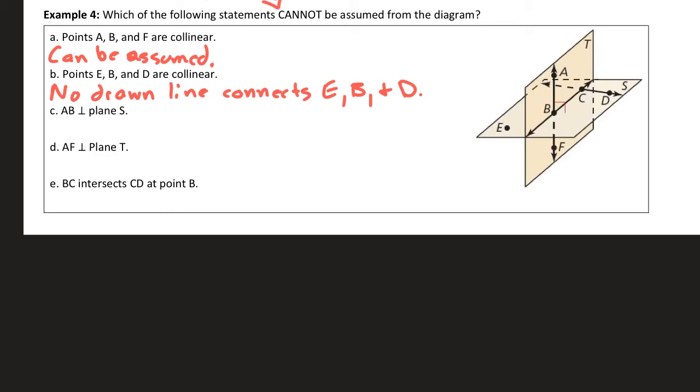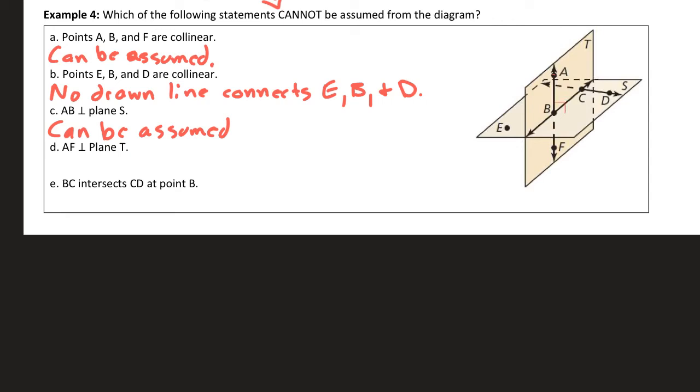Next, AB is perpendicular to plane S, meaning AB and plane S make a right angle. So if we look at AB, it's right here. Plane S is this flat horizontal plane, and we see this marking of a right angle. So since there is a marking with a right angle, we can assume that. That can be assumed mainly because that right angle marking is right there.